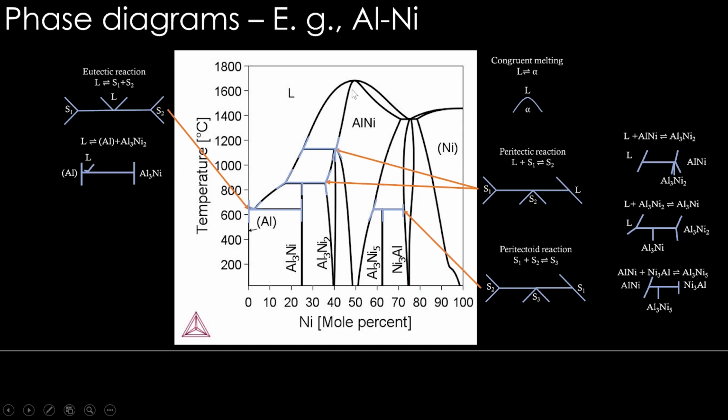Then there is a congruent melting here. This is not a reaction. This is a congruent melting. It's happening here. The liquid is transforming to a solid, which is the compound AlNi, the intermetallic phase AlNi. So liquid is transforming to AlNi like this. So this pattern is here. So liquid, if it crosses this line, without change in composition, the entire liquid becomes AlNi phase. So that is the congruent melting.